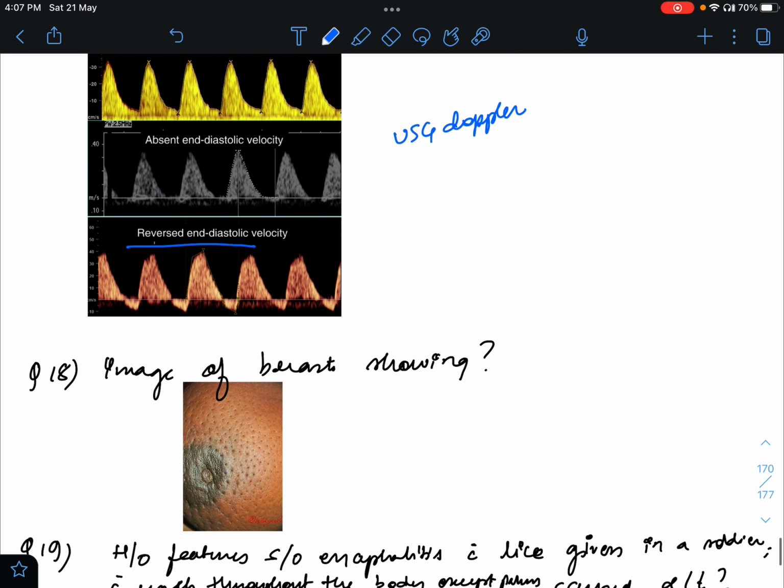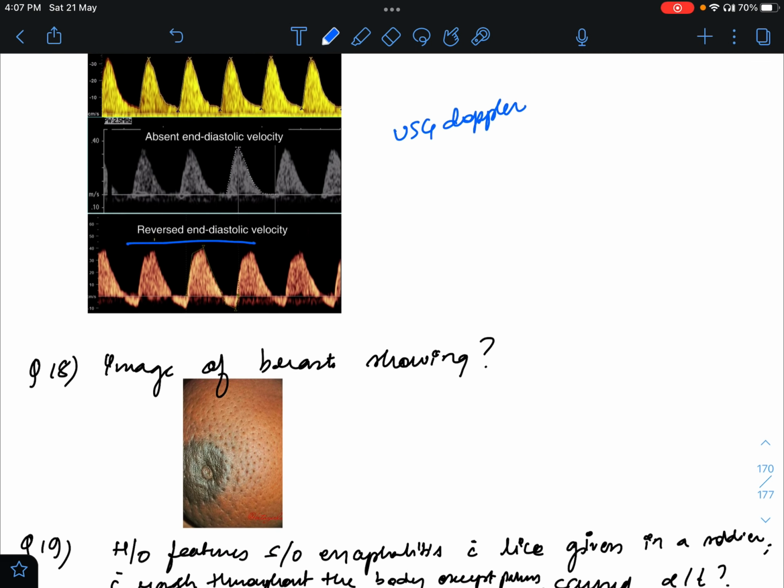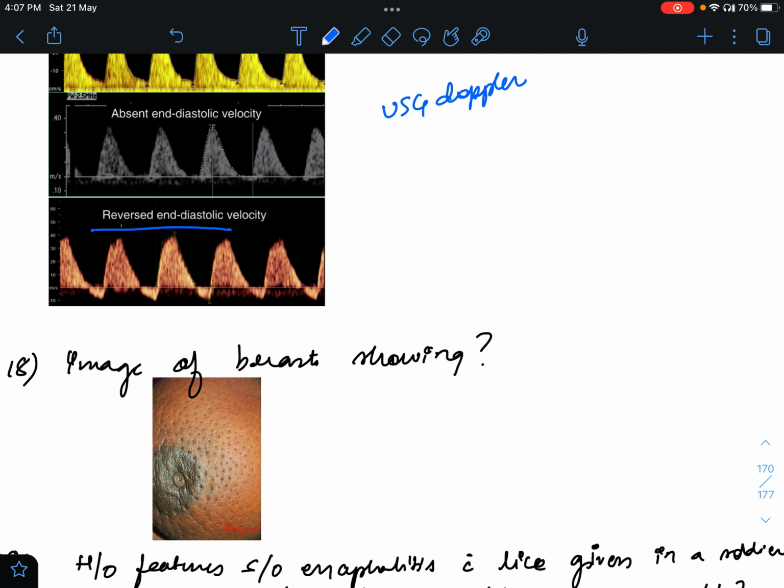The image was of a breast, and they had asked what was the cause for this. This is purely peau d'orange, so it is due to subdermal lymphatic obstruction. That was the cause: subdermal lymphatic obstruction.